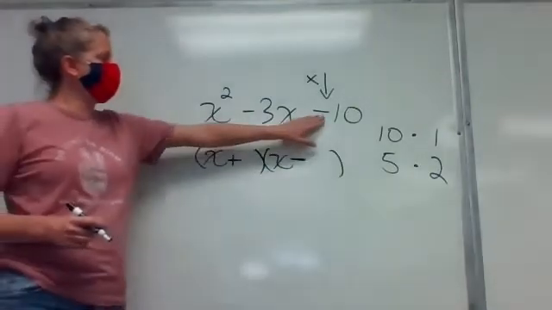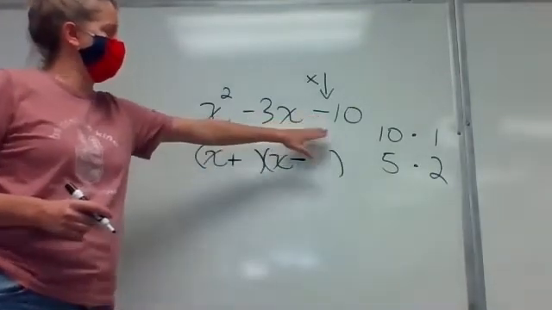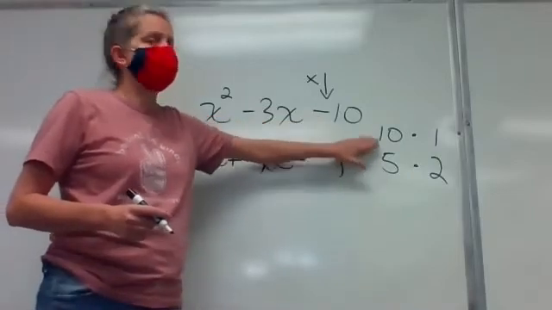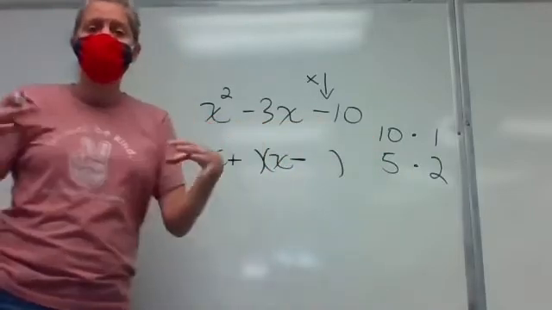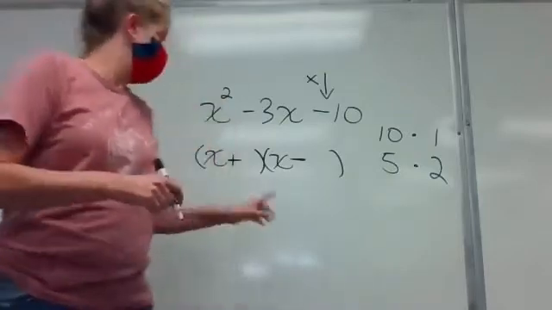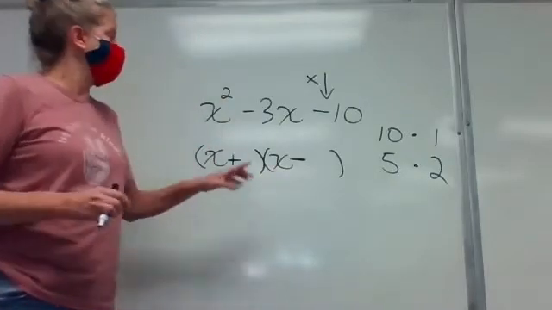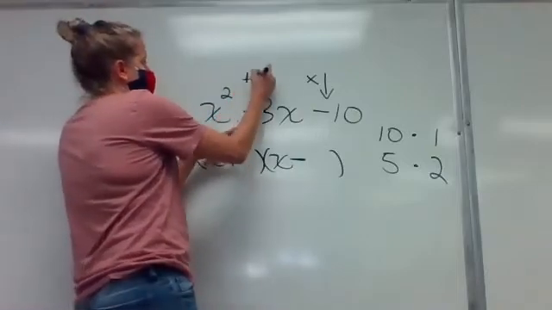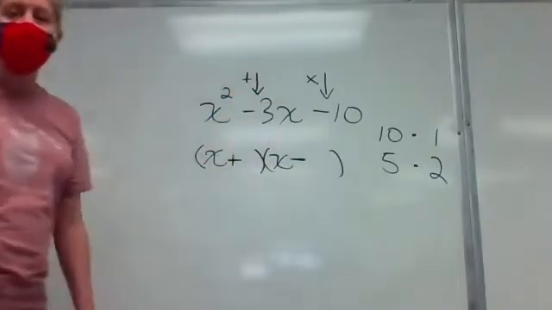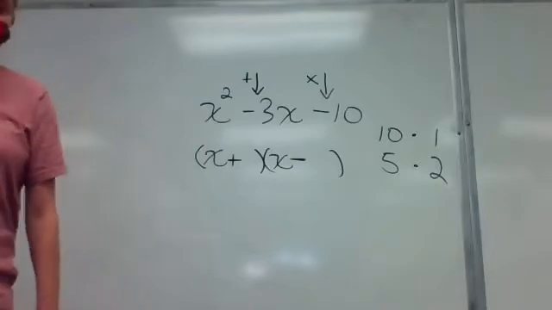So not only do we have to multiply to equal -10, which means I'm still using these pairs, but when I choose my pair, I'm going to have one of them be positive and one of them be negative. So now let's think about what we have to add to in the middle. We're going to add to -3.